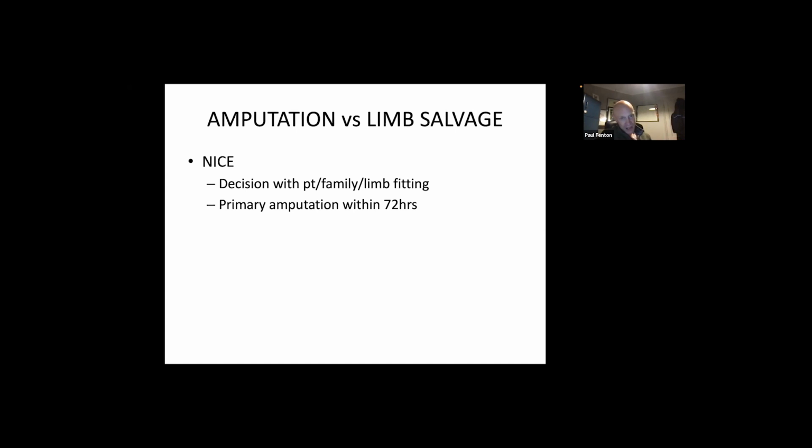And if the decision following those discussions is that amputation is the best reconstructive option, then we'd aim to do that within 72 hours of the injury, because obviously it's not nice to have that kind of decision hanging over you of what's going to be a major life-changing event.